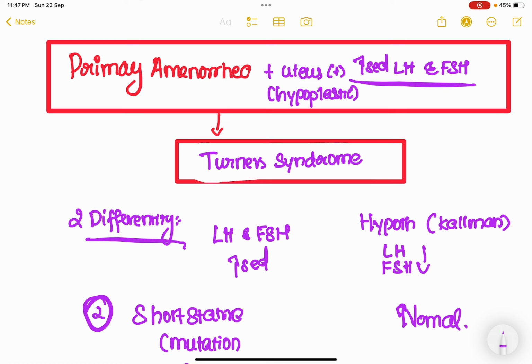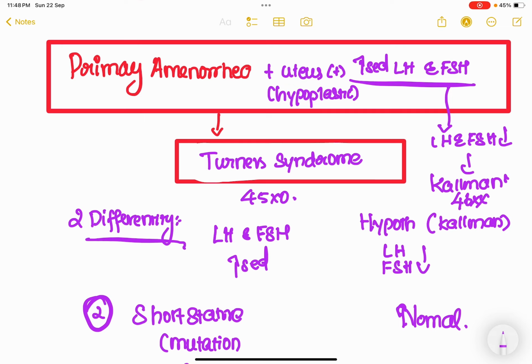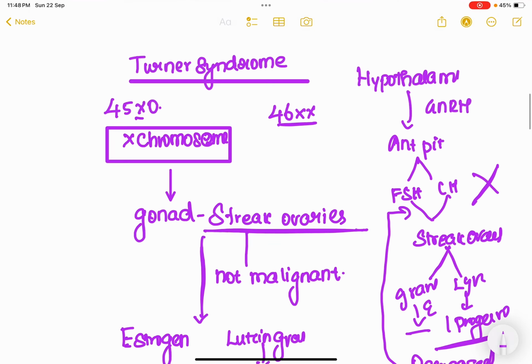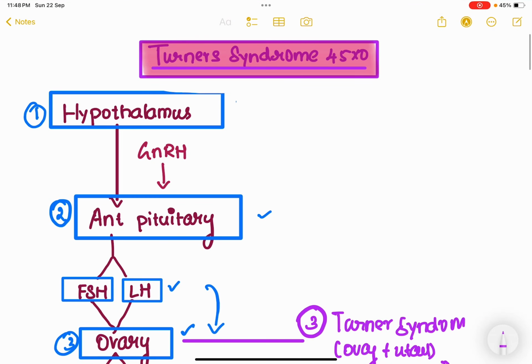So same thing, only one word is going to be altered, and the differential is that when the LH and FSH are low, then it is a condition of Kallmann syndrome. The karyotype of Kallmann syndrome is 46XX. The karyotype of Turner syndrome is 45XO. Am I clear? Yes. So we have discussed everything in detail about Turner syndrome.